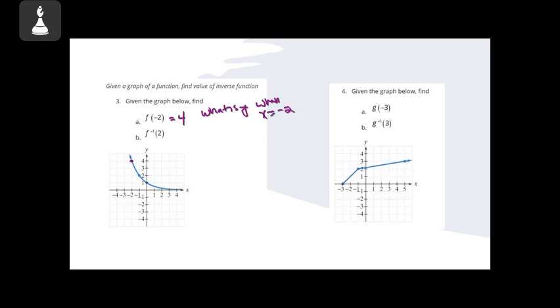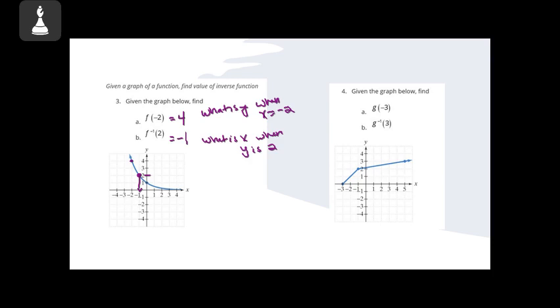When we're looking at the inverse function, it's asking what is x when y is 2. So we're given the y value now. We need to work backwards. So now I need to find the y value of 2, which is here. And the graph hits that height at an x value of -1. So f inverse at 2 is -1.